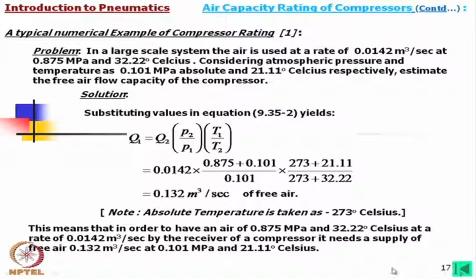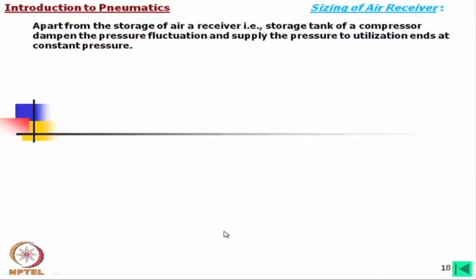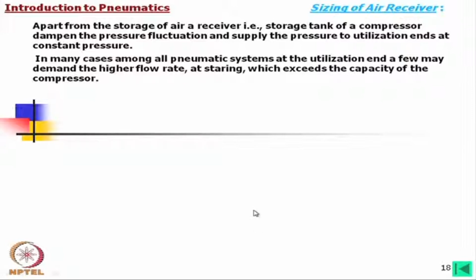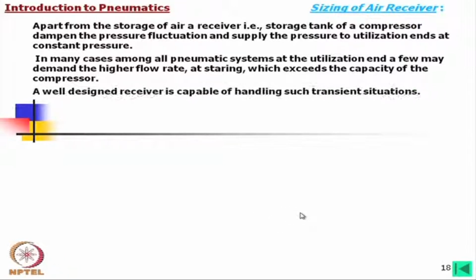21.11 degrees Celsius. Apart from that, the storage air reservoir, that is the storage tank of a compressor, dampens the pressure fluctuation and supplies the pressure to utilization ends at constant pressure. In many cases, among all pneumatic systems, a few utilization ends may demand a higher flow rate at starting, which exceeds the capacity of the compressor. A well designed reservoir is capable of handling such transient situations.